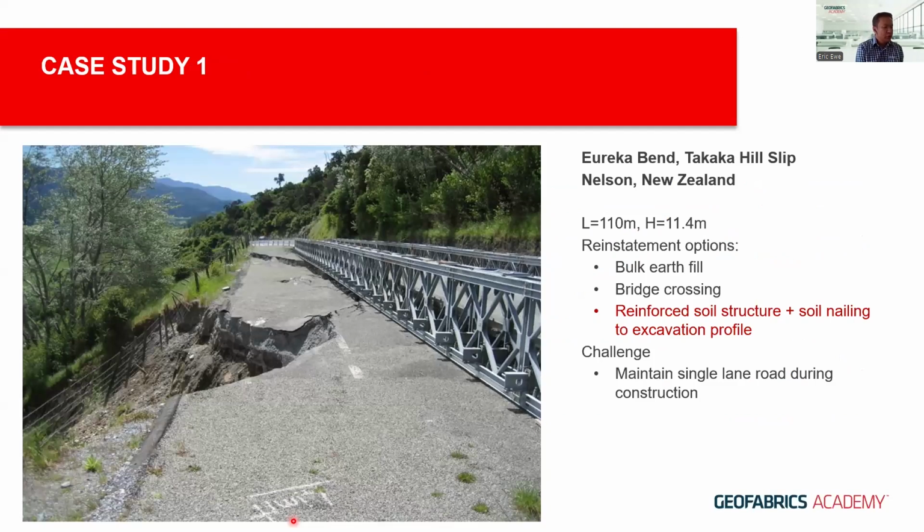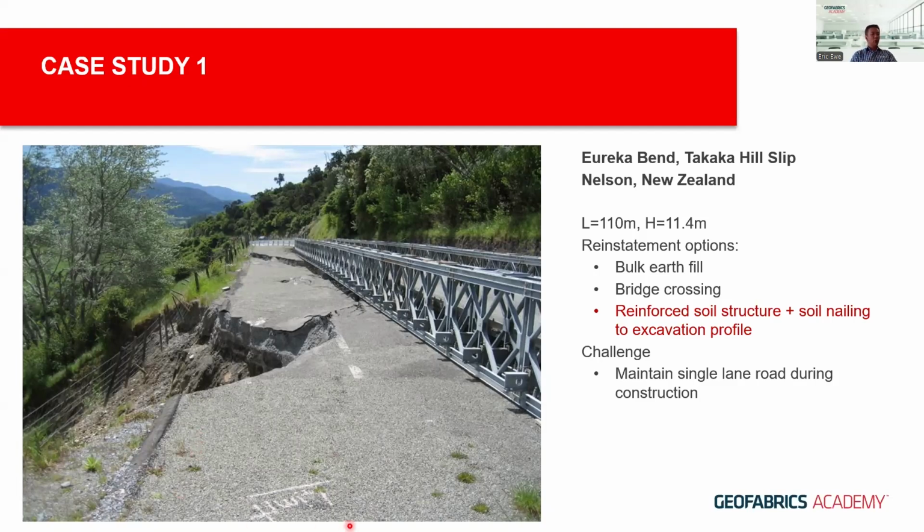Okay, now we're going to show some case studies that have been constructed. Some of them, we, Geofabrics, got involved directly in the very early feasibility stage, assisting the engineers technically. Some of them we gave some level of input, but we supplied systems and products. So this particular one, which we were involved in at a very early stage, is the Eureka Bend, Takaka Hill. About an 11.4 meter high slip. As you can see, it involved about 110 meters of slip area.